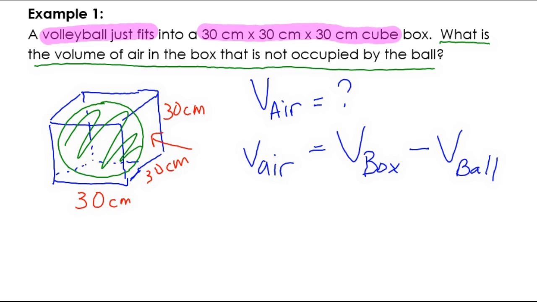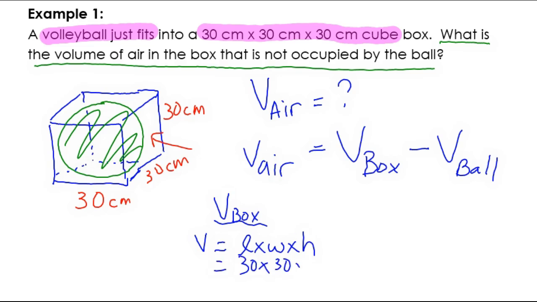So my solution is the S part in GRASP. So I need to first figure out the volume of the box and then figure out the volume of the ball. I could do that all in one step, but I'm going to choose to separate that. So the volume of the box. Well, I know that the box is a perfect cube and that it's a rectangular prism. And so its volume can be calculated by saying, well, it's length times width times height. And so that's just 30 times 30 times 30.